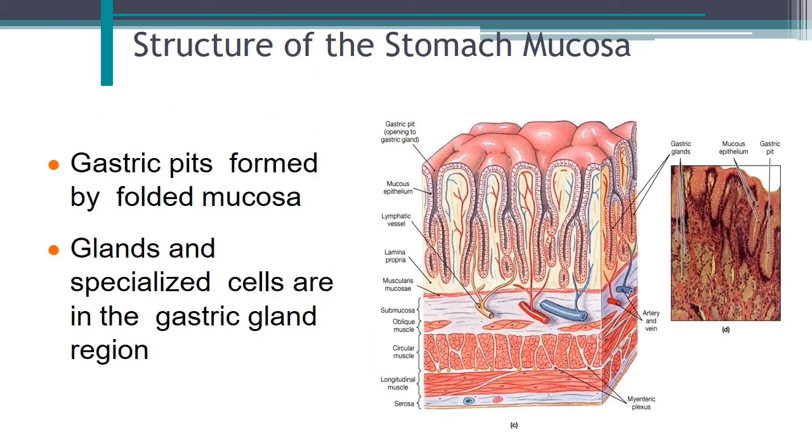Now we will see the structure of the stomach mucosa. There is a gastric pit which is formed by the folded mucosa. The glands and specialized cells are in the gastric gland region.